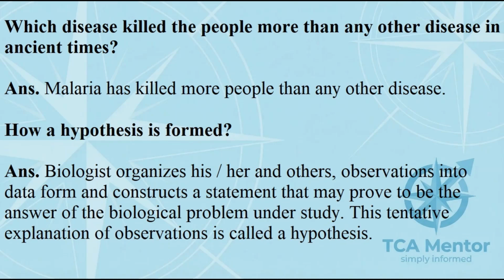How is a hypothesis formed? ANS. Biologist organizes his or her and others' observations into data form and constructs a statement that may prove to be the answer of the biological problem under study. This tentative explanation of observations is called a hypothesis.